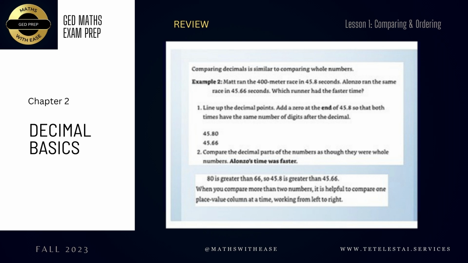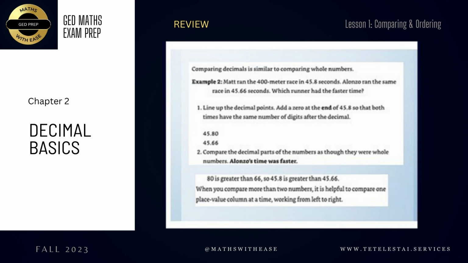So here we're being told that Matt ran the same 400-meter race in 4.58 seconds as Alonso, who ran his race in 45.66 seconds. And then you're being asked to determine which runner had the fastest time. Okay, so the first thing you want to do here is stack your numbers into a column so that you can align each decimal point.